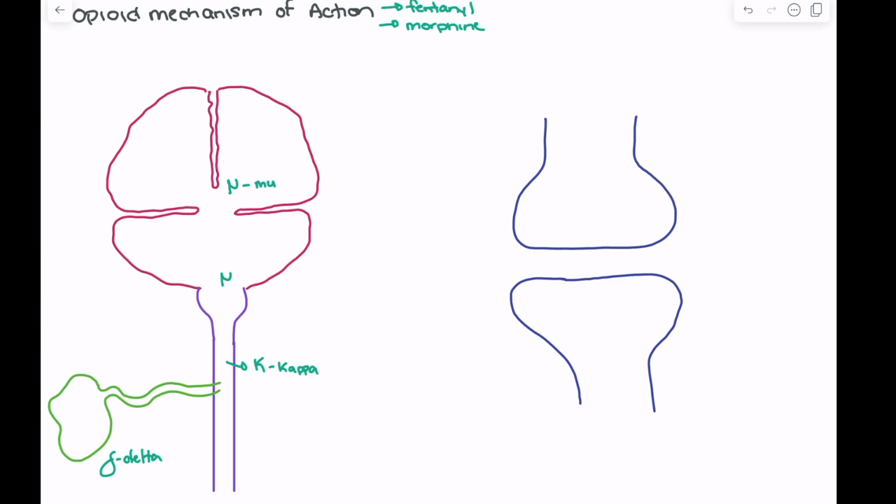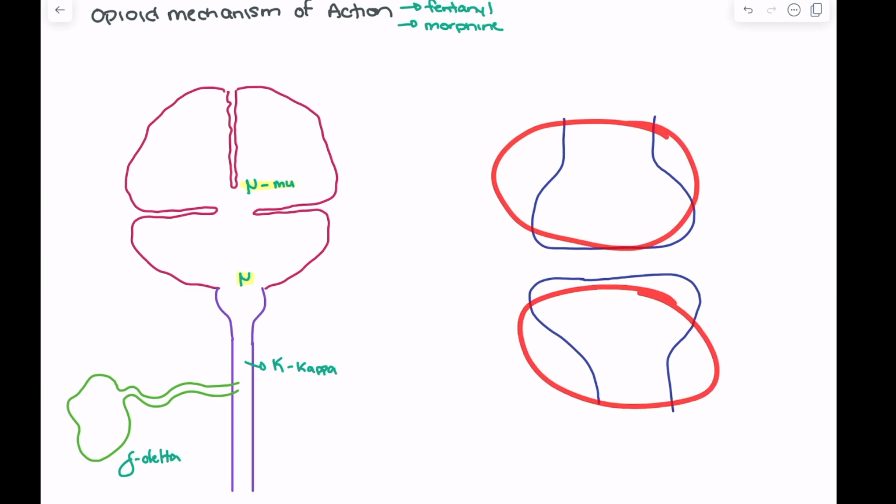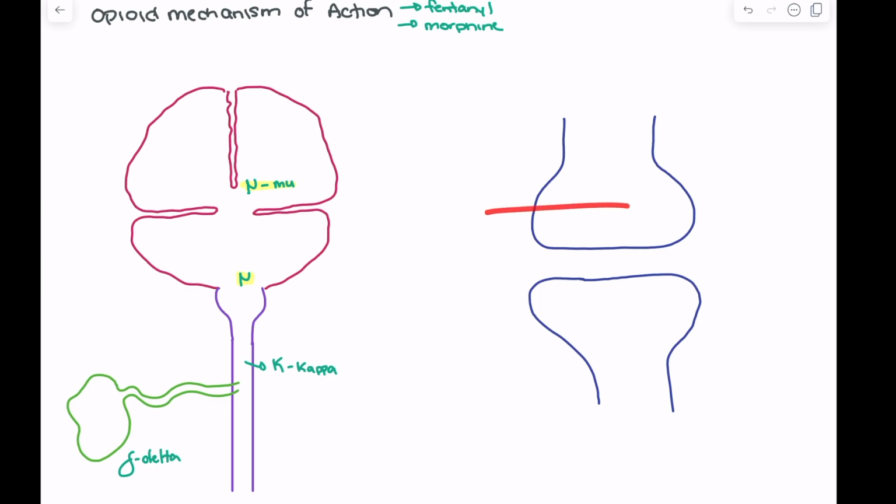So we have these varying types of opioid receptors, and they have different effects. Morphine and fentanyl primarily function on our mu receptors, which live in the cortical or subcortical portions of our brain. To understand the mechanism of action of opioids, we'll take a look at the actual neurons. What we're looking at here is the presynaptic neuron, and this is the postsynaptic neuron.